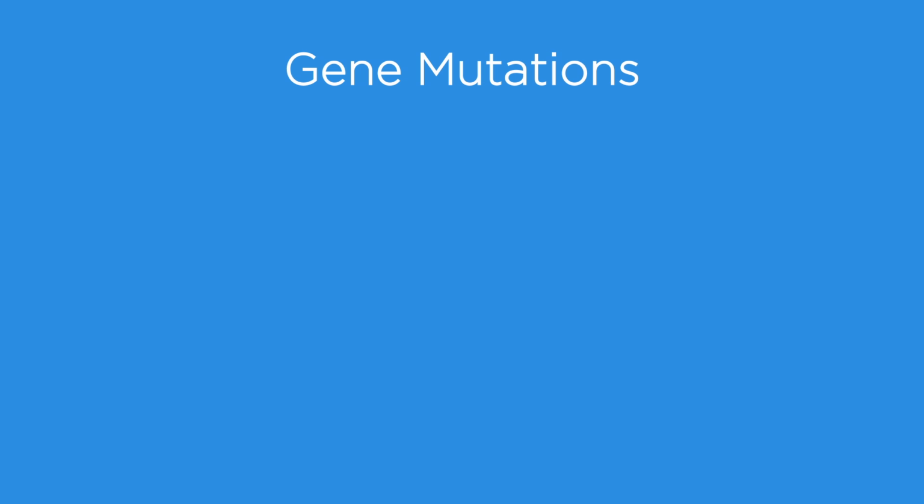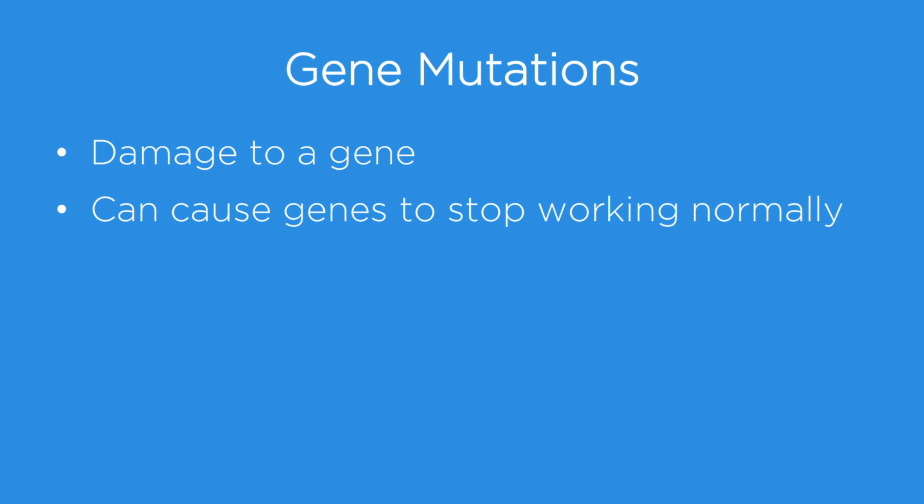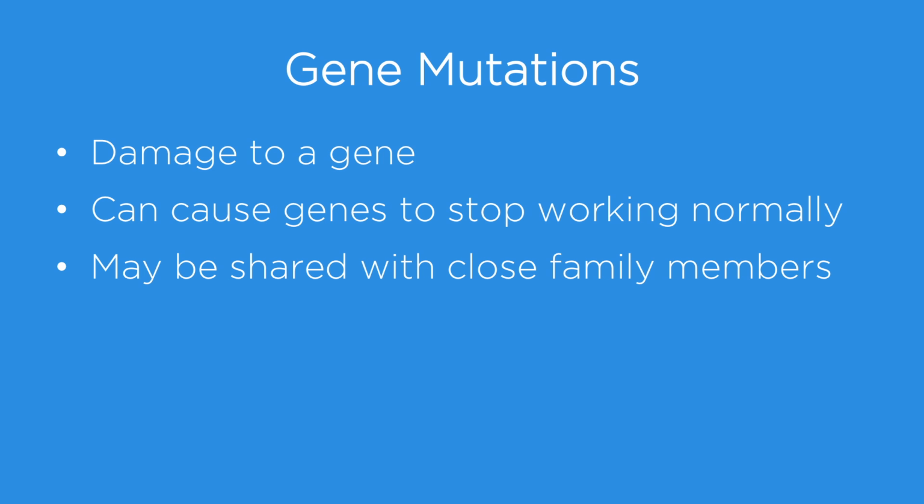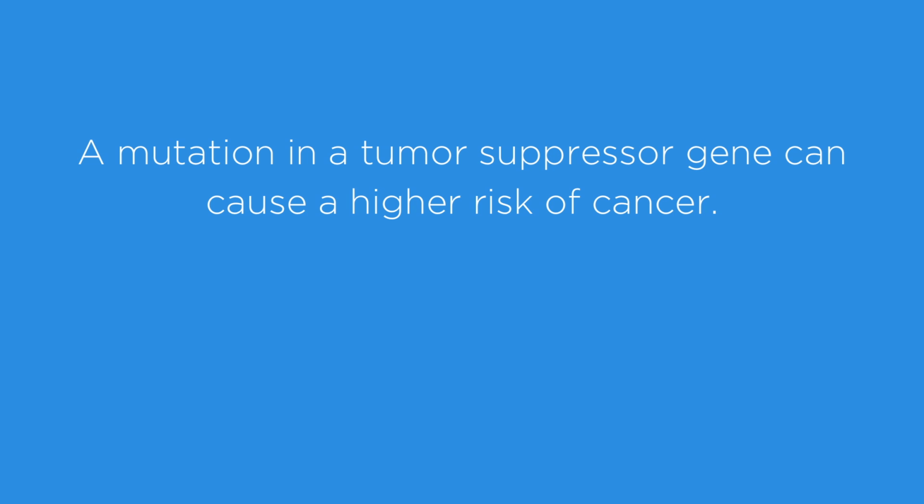A gene mutation is damage to a gene. A mutation in a gene may change its instructions and cause it to stop working normally. Gene mutations in normal cells are usually inherited or passed down from parents to children. This means that family members such as parents, siblings, and children sometimes have the same gene mutation. These mutations can also develop by chance before a person is born. If a mutation happens in one of your tumor suppressor genes, you may be more likely to get cancer.